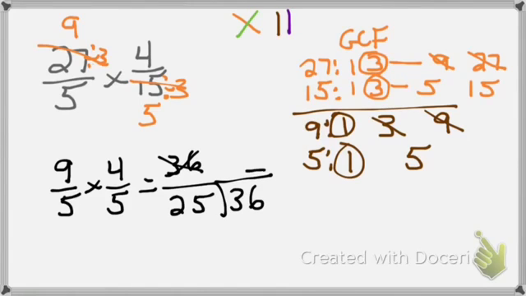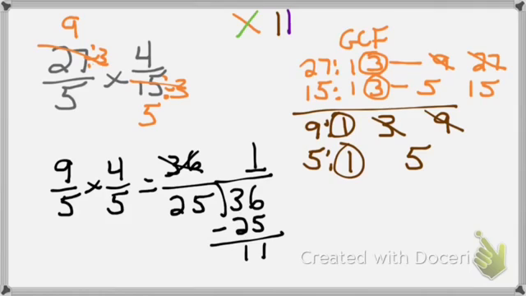25 cannot go into 3, but it does go into 36. 25 times 1 is 25. 25 times 2 is 50. That wouldn't work, so it has to be 1 time. 1 times 25 is 25. And subtract. 6 minus 5 is 1. 3 minus 2 is 1. 11 is less than 25.